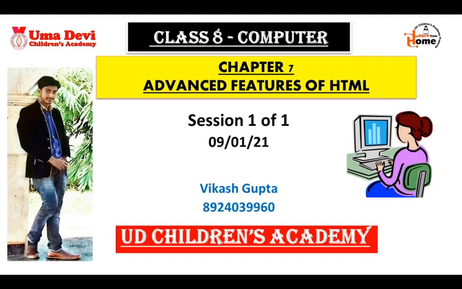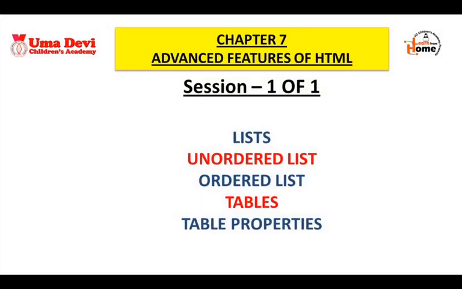Today we are going to start with chapter number 7, Advanced Features of HTML. This chapter we shall be covering in one session. Today in chapter number 7, we will learn about lists, unordered list, ordered list, tables and table properties.